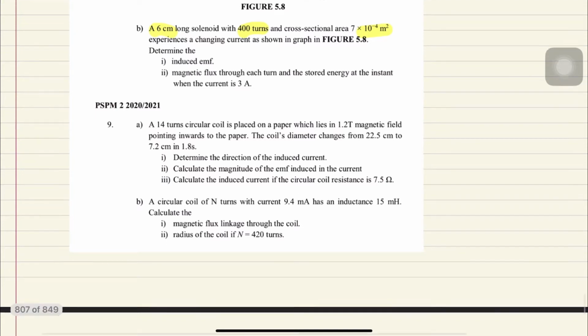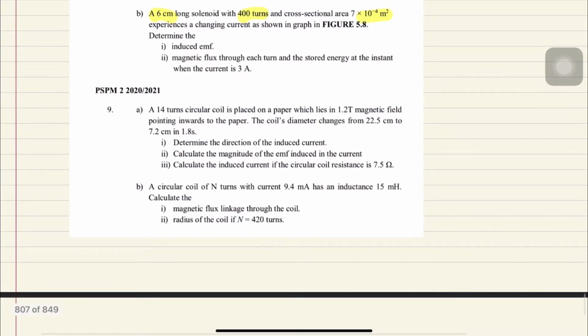9A, they give you, apa ni, coil placed on a magnetized front pole. Okay, diameter dia yang changes. So maksudnya bila diameter changes, area dia berubah, dA over dt.